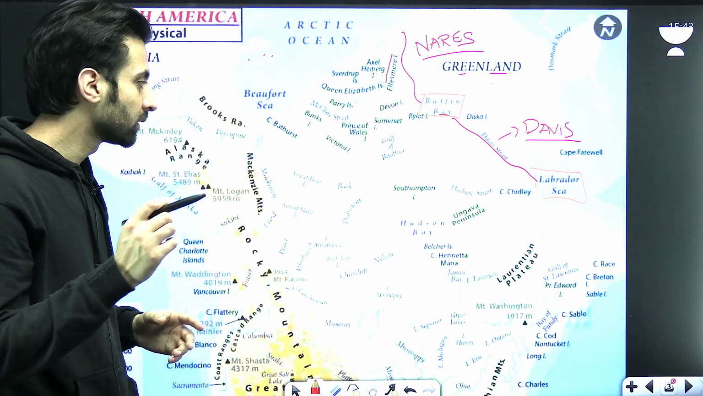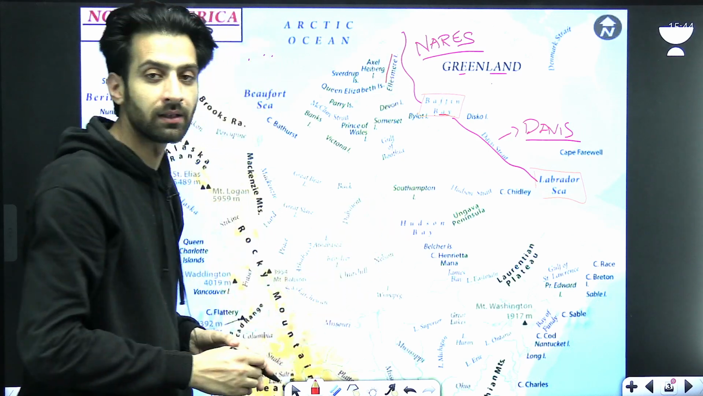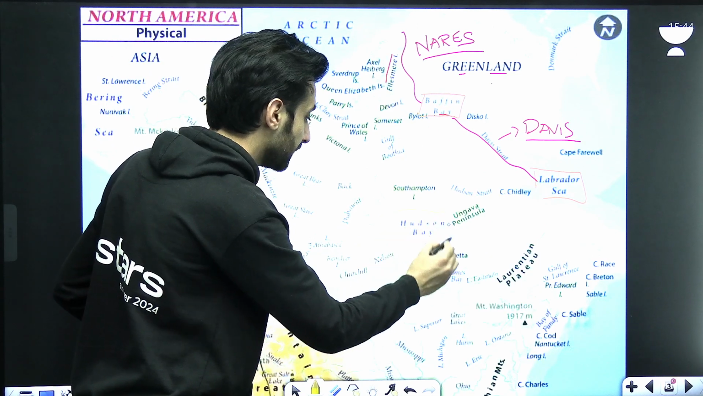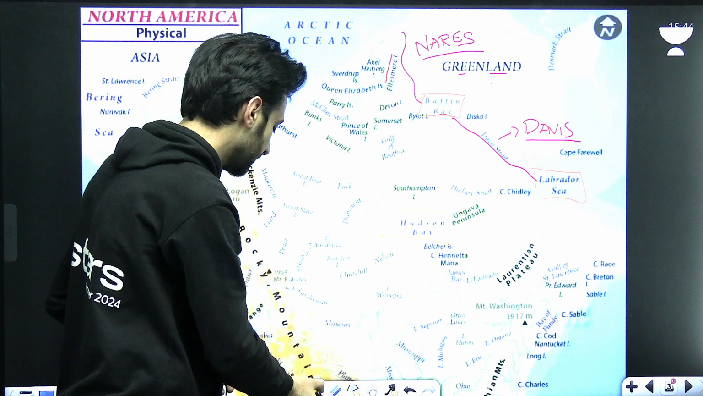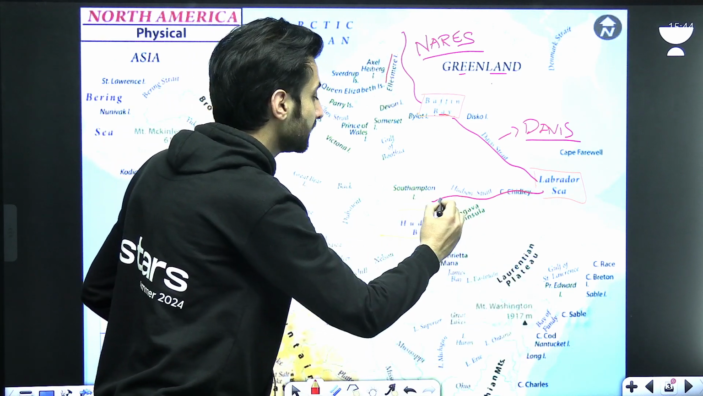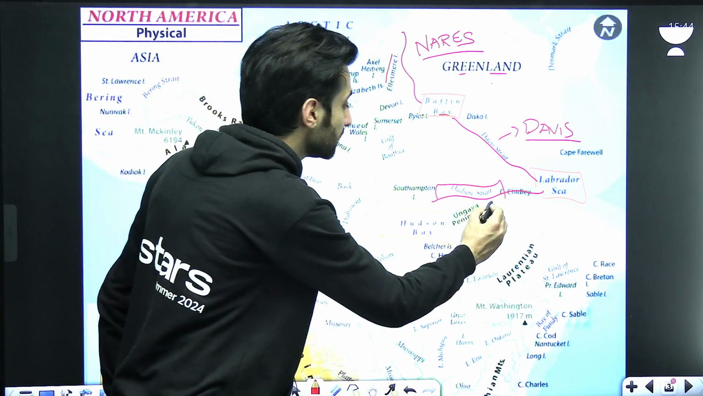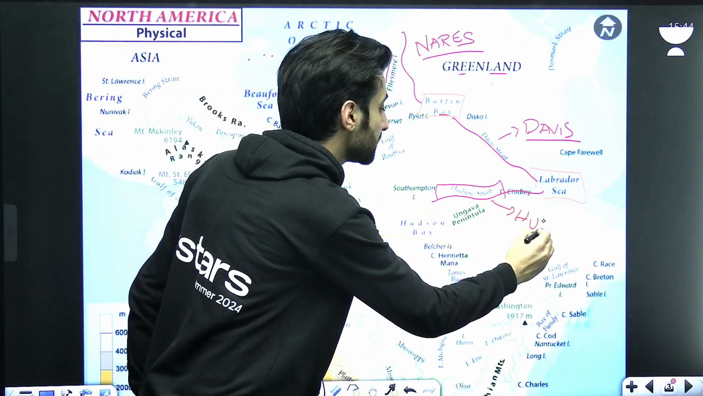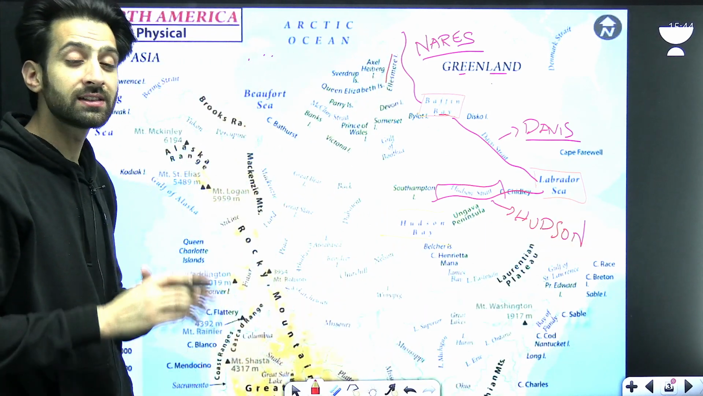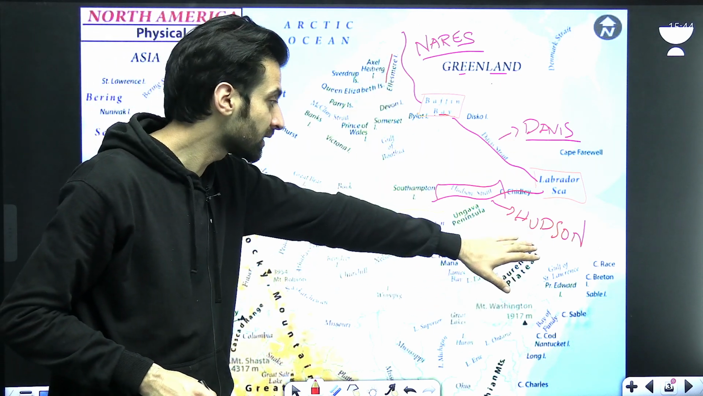Clear about this? Moving on, the Labrador Sea is getting connected with Hudson Bay. Here, if you see, this is Hudson Bay, and this is the Labrador Sea. Again, they are getting connected by a strait here, and the name of the strait is Hudson Strait. So, the third strait is Hudson Strait. Up until now, we have learned about 3 straits. These are very important straits: first the Nares Strait, the Davis Strait, and then the Hudson Strait.